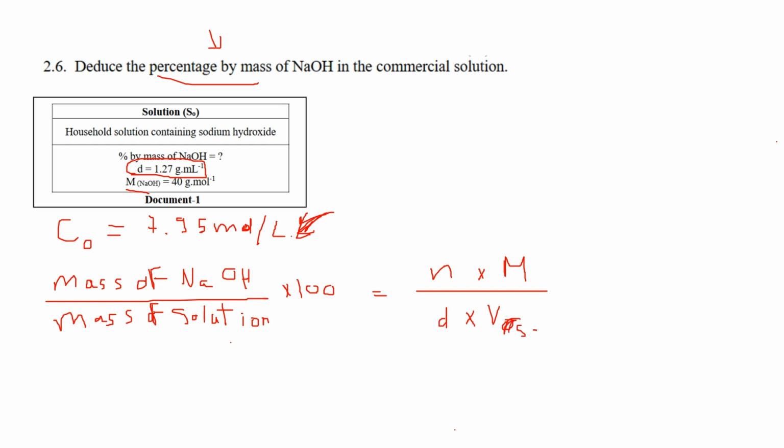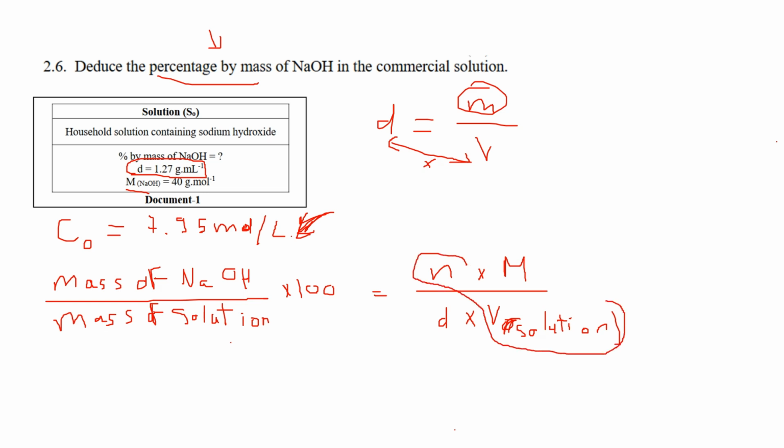V, the volume of the solution. Okay, we know that the formula of density is equal to mass divided by volume. So the mass is equal to the density multiplied by the volume. Now the concentration is equal to the number of moles divided by volume.